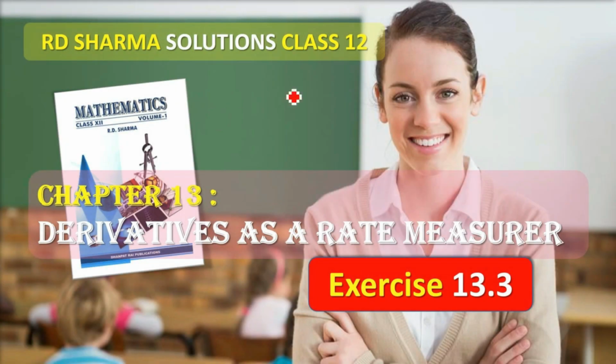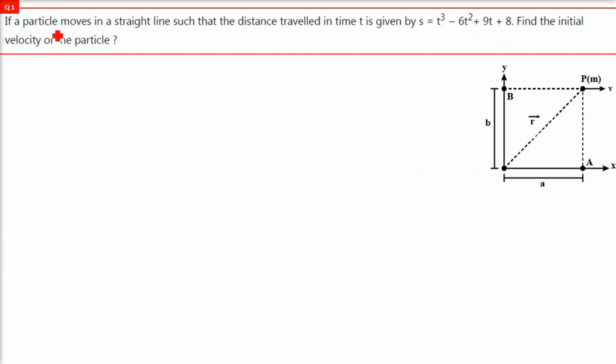This is R.D. Sharma Solution Class 12, Chapter 13, Derivatives as a Rate Measure. Exercise 13.3. If a particle moves in a straight line such that the distance traveled in time t is given by s equals this. So s is the distance traveled, t is the time here. Find the initial velocity of the particle.